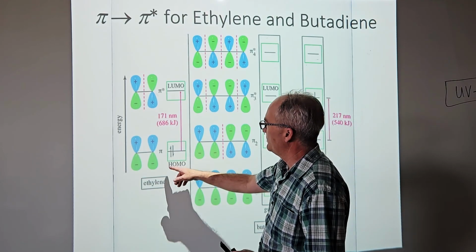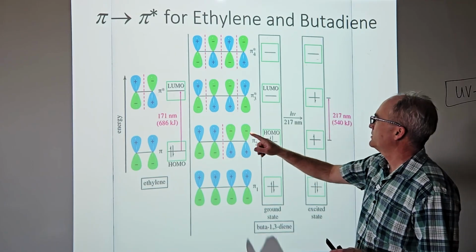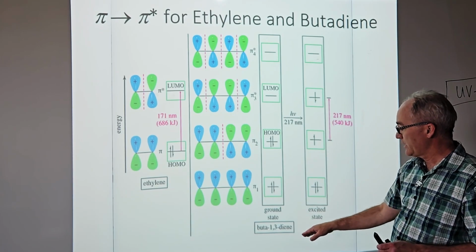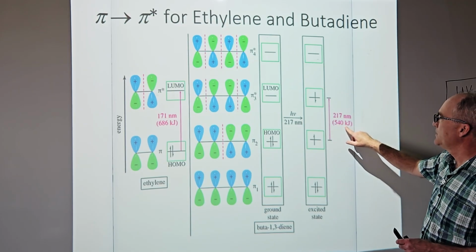And so this is ethylene. We just have one double bond. You can think of there's the electron, one gets promoted. Now over here we have a conjugated system, and we see that the energy has gone way down.